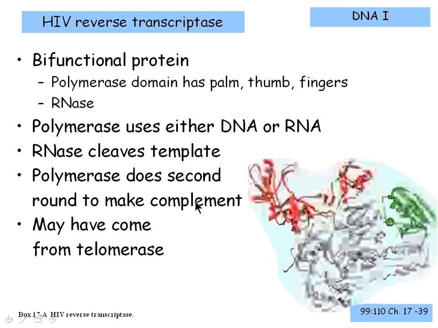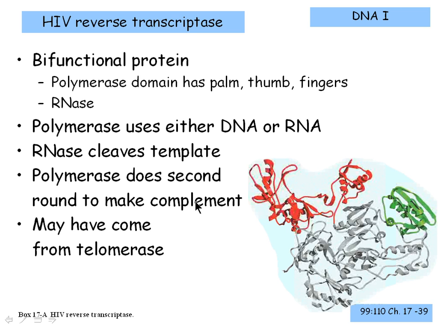Now, one protein or enzyme that's very similar to telomerase is HIV reverse transcriptase. This is a bifunctional protein. Here's the structure. It contains both a polymerase and an RNase component. The polymerase has the same structure as I explained before, where it has kind of like a right hand, a palm, thumb, and fingers domain. It also has an RNase component, which can cleave RNA.